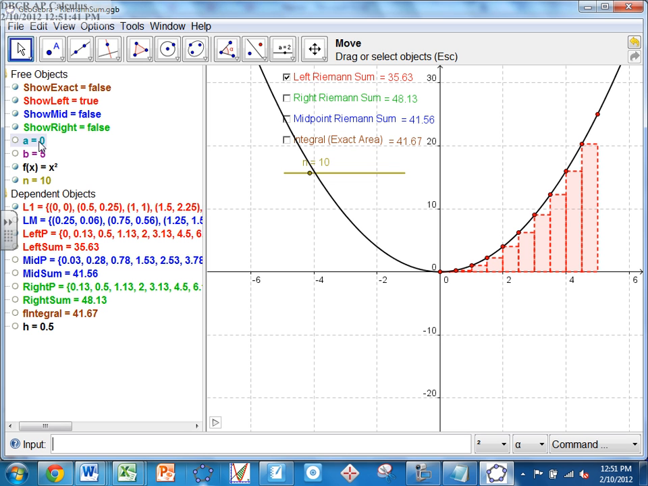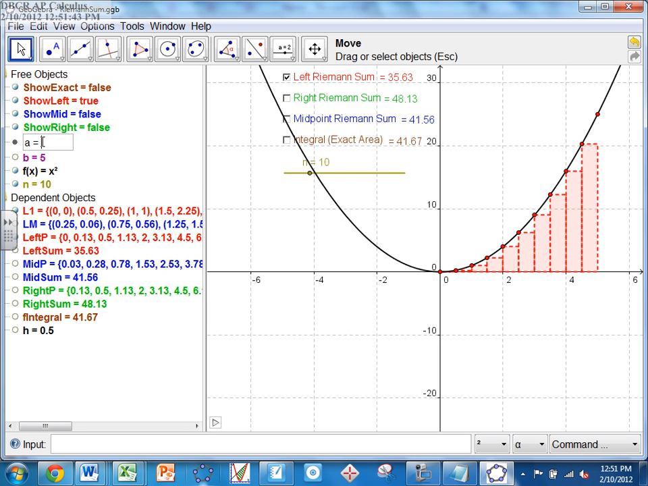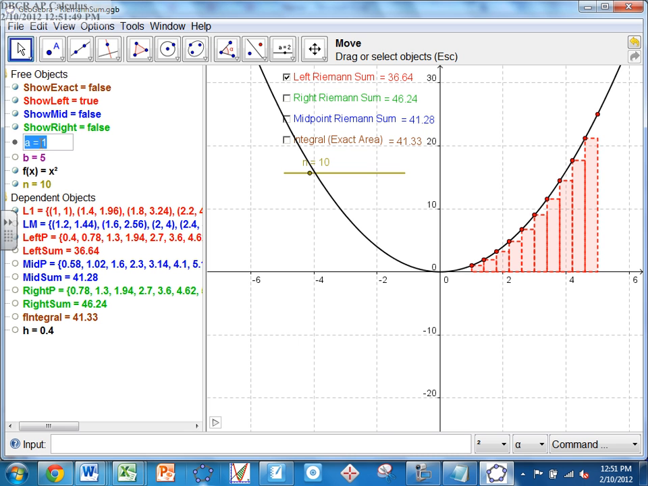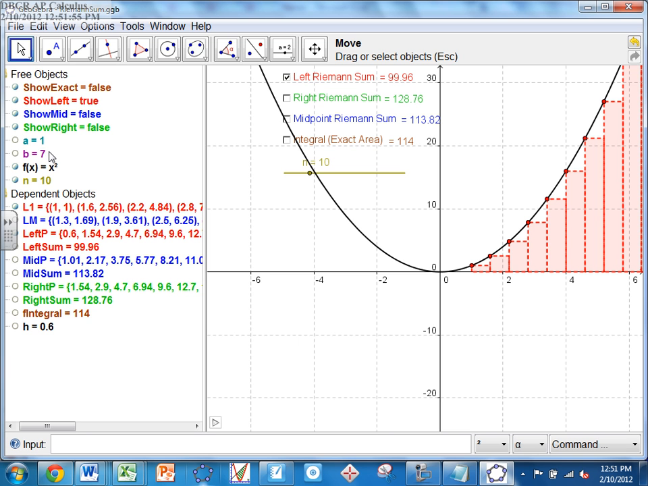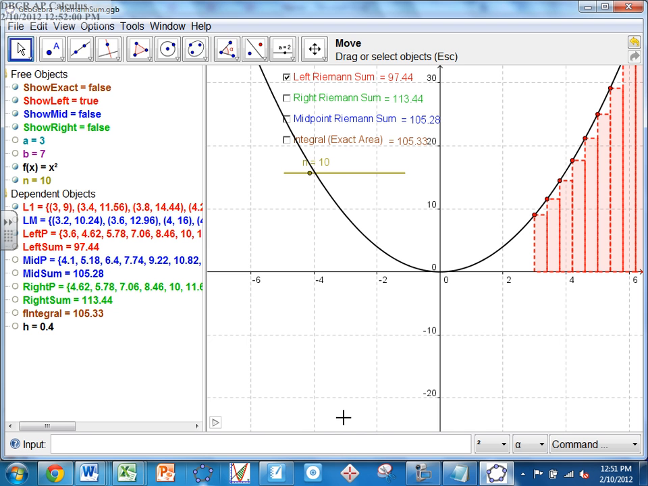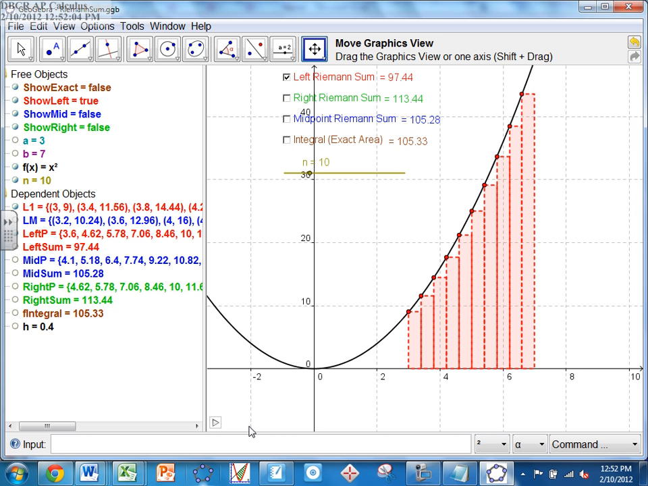If A was 1, watch what happens. Now it only goes from 1 to 5, so the rectangles start right here at 1. If the area was from 3 to 7, it goes simply from 3 to 7. Oops, I put a 1, sorry. From 3 to 7, and I'll grab the graph and move it over so you can see. Now we're going from 3 to 7. So you get the idea so far?